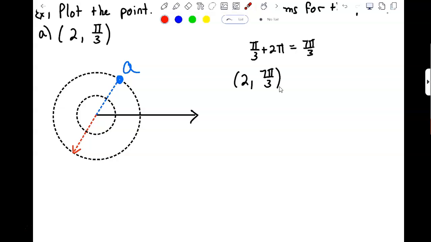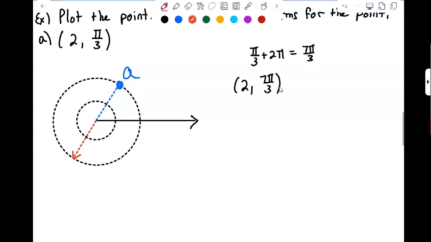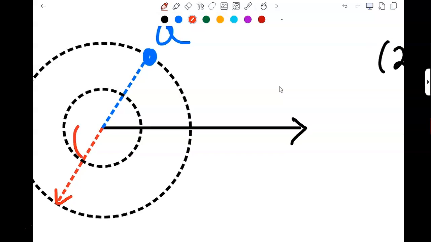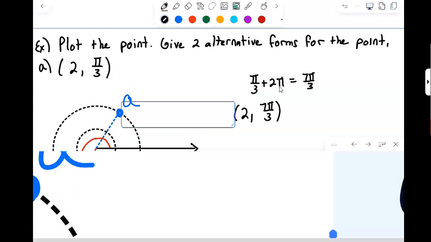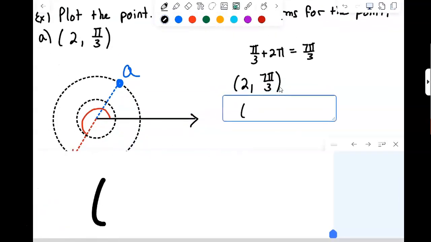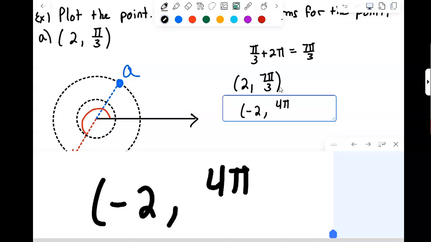Okay, so we just need to measure this angle here. Well, what we realize is that angle is just your original angle, pi over 3, plus a half turn, so add pi onto it. Pi plus pi over 3 would be 1 1/3 pi, or 4 pi over 3. Then we could write that down as -2, comma, 4 pi over 3.